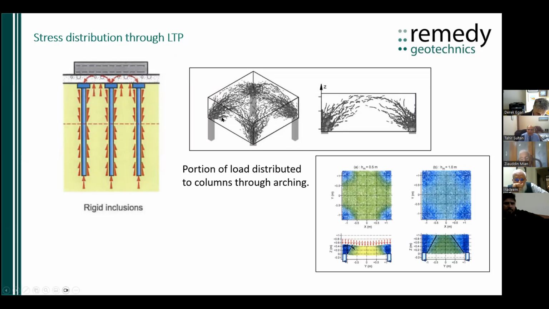Various analyses, numerical simulations, have been done which show this arching effect. And of course, rigid inclusions are not a 2D problem, they are truly a 3D problem. So we can see these stress paths here showing load getting attracted to the heads of columns. And this is, again, a visualization looking on plan.